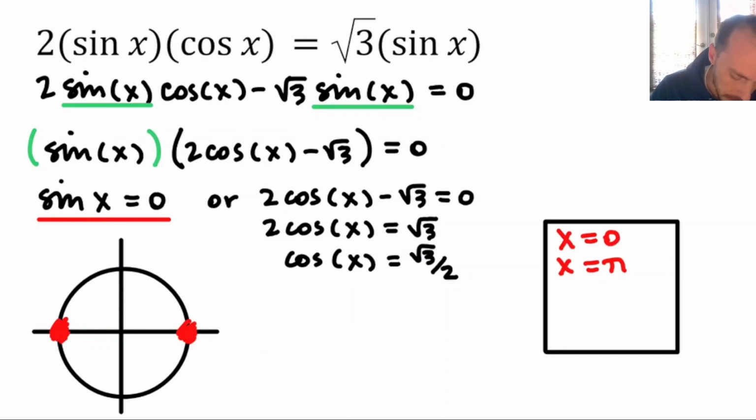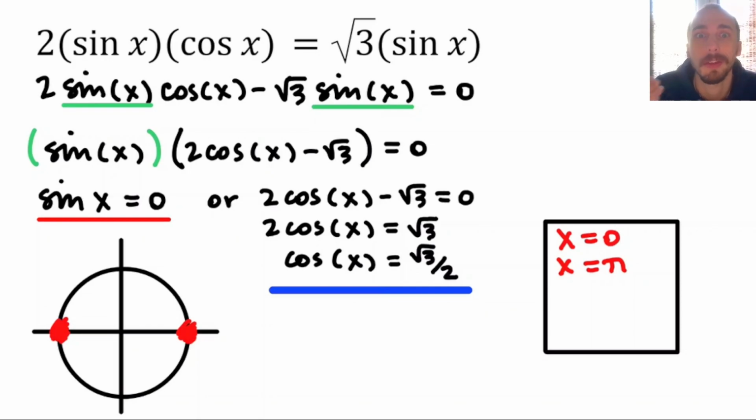Then I'll think about where cosine x equals root 3 over 2. Root 3, I'm thinking 30, 60, 90 triangle. Root 3 over 2, that's the long leg. Cosine's the horizontal leg, so the longer leg is the horizontal leg. That's going to correspond to a 30-degree reference angle.